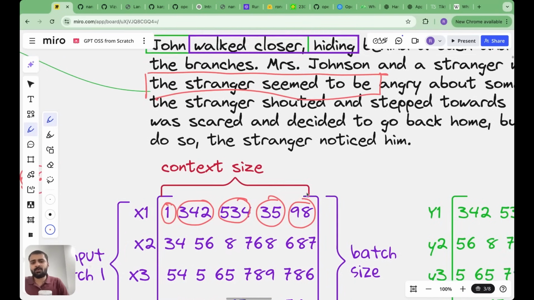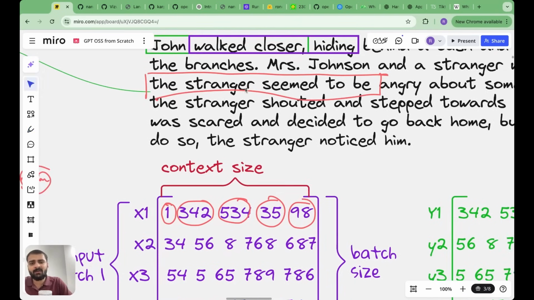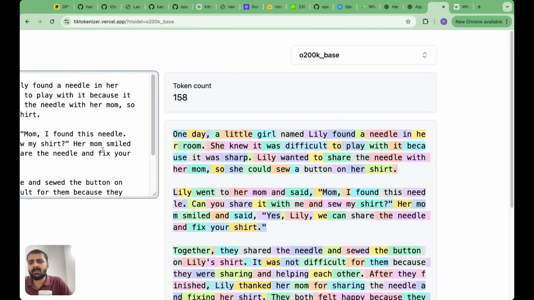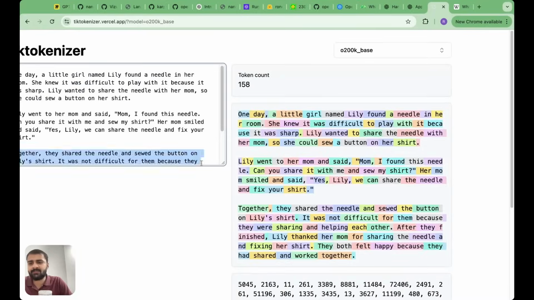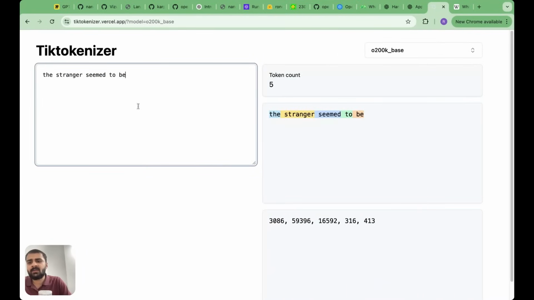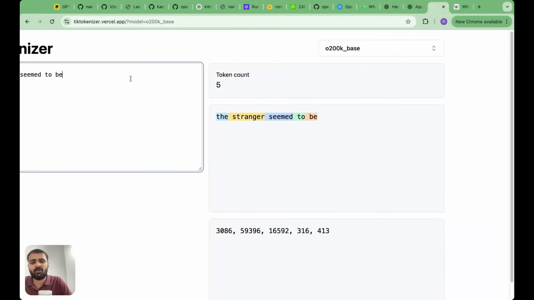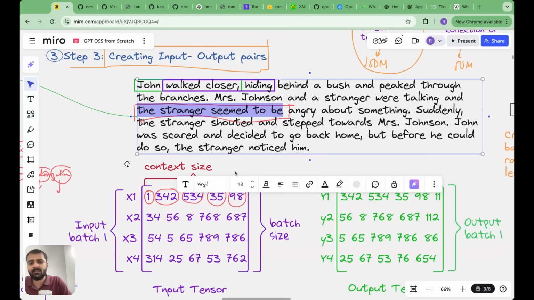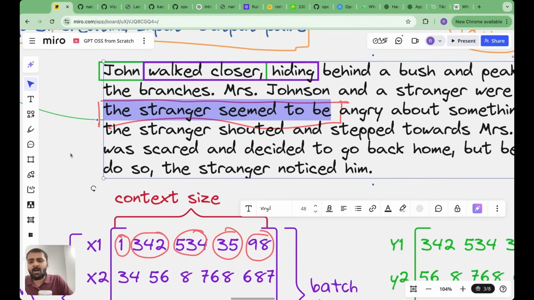That's my first input. How do I get these token IDs? We have already seen that you take this and then use your tokenizer. We have already tokenized, but here I'm just showing it for reference. The stranger seemed to be are the 5 tokens, and these are the 5 token IDs corresponding to it. So these are the 5 token IDs. Then how do we generate the output?